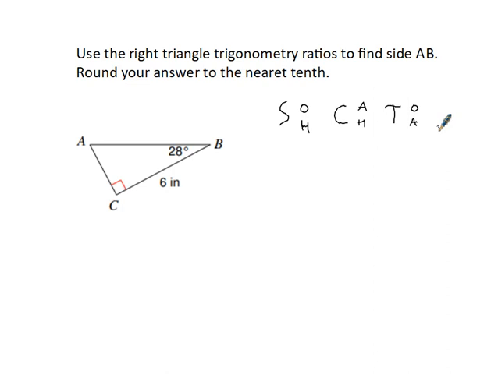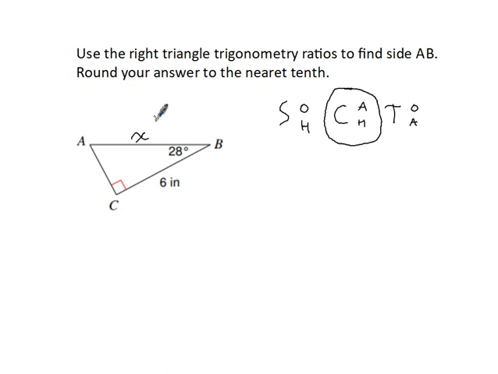In this video, we're going to be focusing on cosine. They ask us to solve or find side AB. So this is the side that we are looking for. We know that the long leg here is 6 inches and that angle B is 28 degrees.